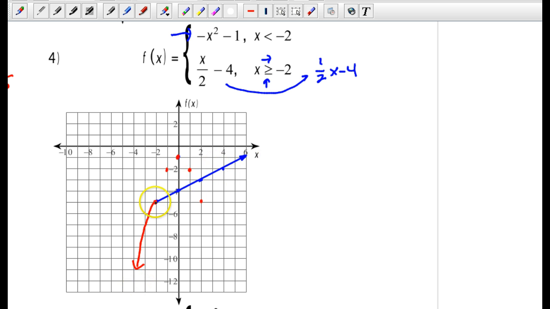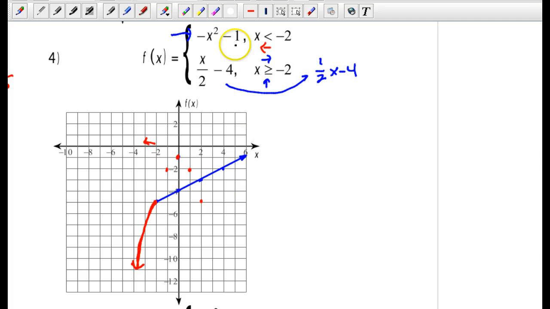So it's like a straight line and then a little bit of a parabola. We don't want any of those dots or anything. We just want the part of the parabola that is to the left of negative 2. So you're only graphing negative x squared minus 1 to the left right here of negative 2. But if it helps to do the whole thing and then erase what's not to the left, you can do that as well. Sometimes that's a lot easier.